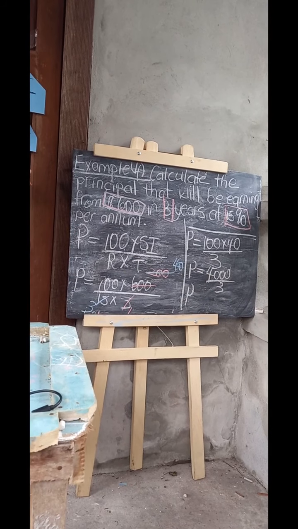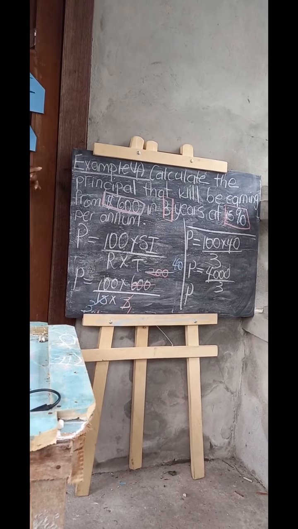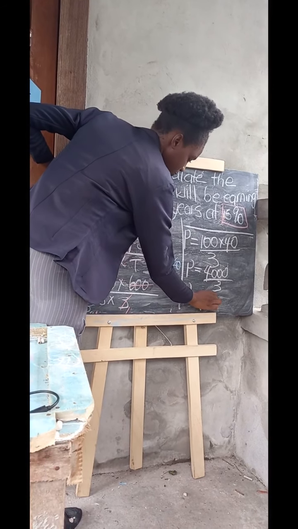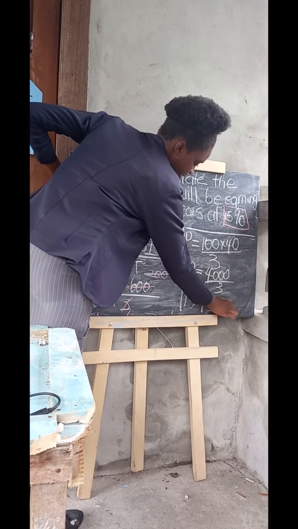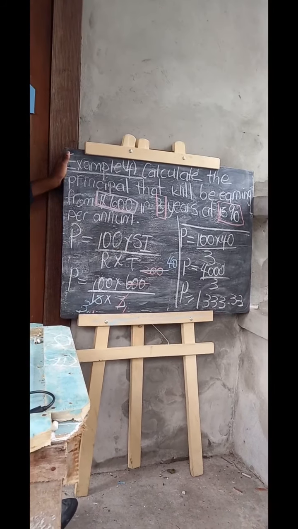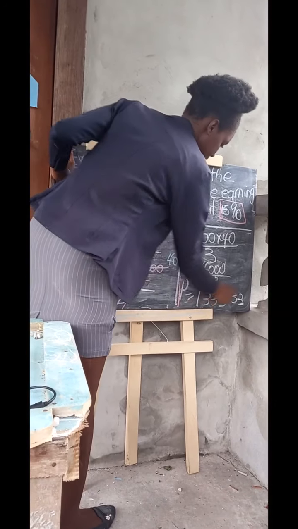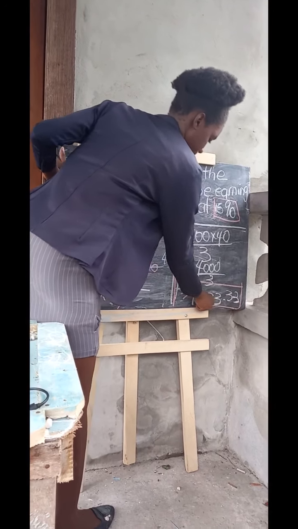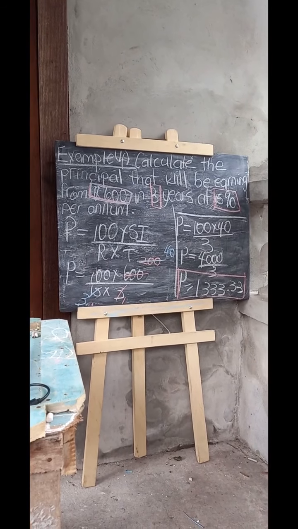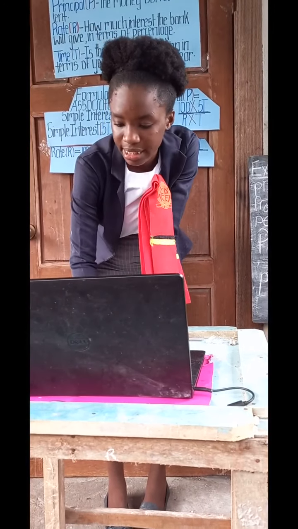Is that clear? So we have a principal of $1,333.33. So this is the principal. Okay? So you can take the example and then we can move on.